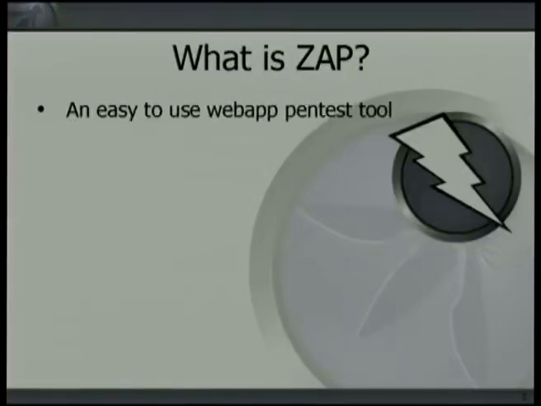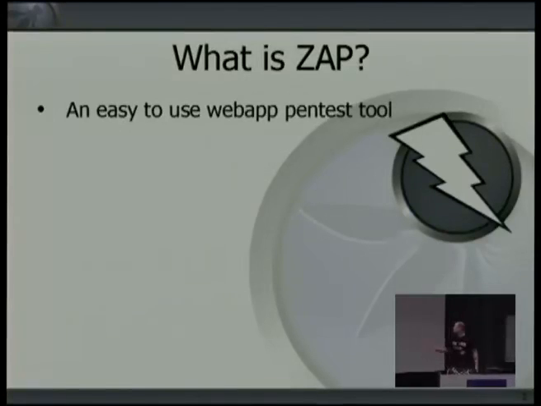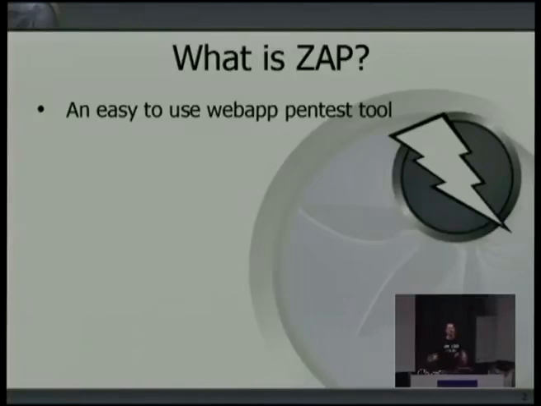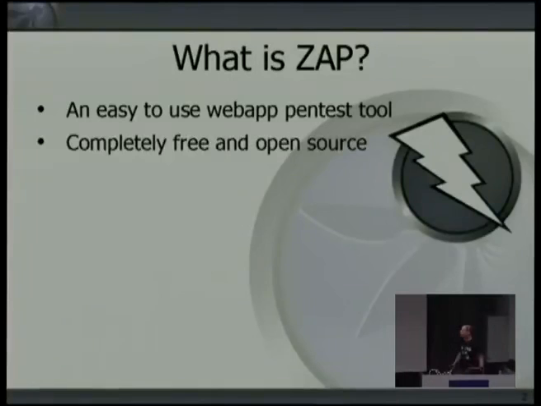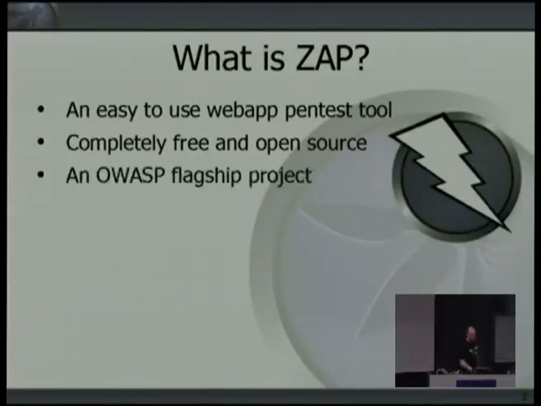So I'm going to start off with the obvious question, which is, what is Zap? It is a tool for finding vulnerabilities in web applications. So if you're not interested in the security of web applications, then you're probably in the wrong talk. It's a tool for doing penetration tests. One of the key things is it's easy to use. We're trying to make it as easy to use as possible. It is obviously completely free and open source, otherwise they wouldn't have let me in here. And it's an OWASP flagship project.